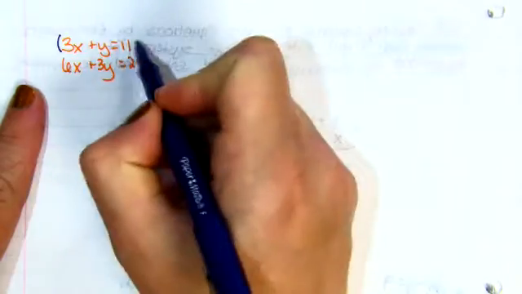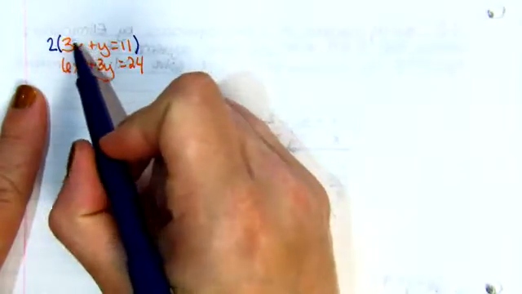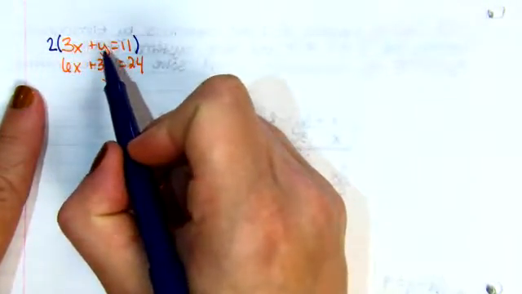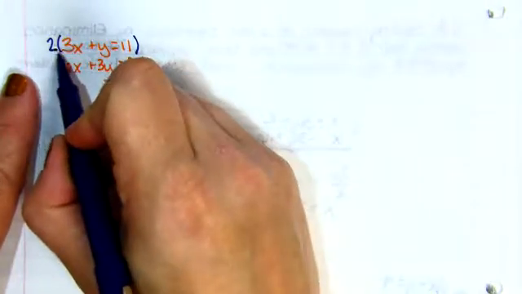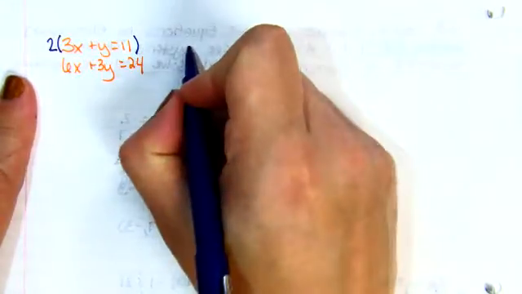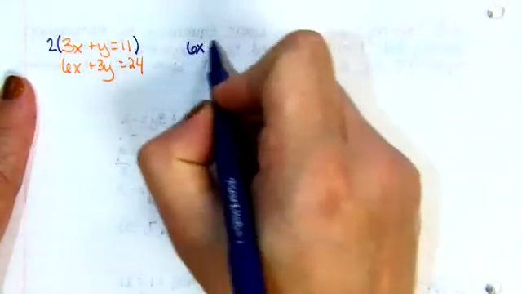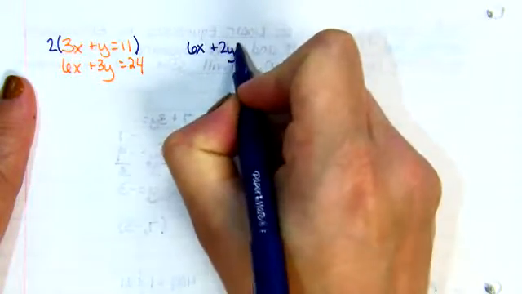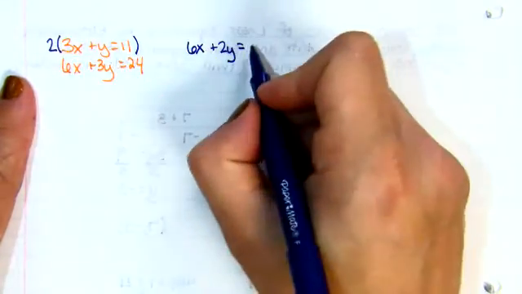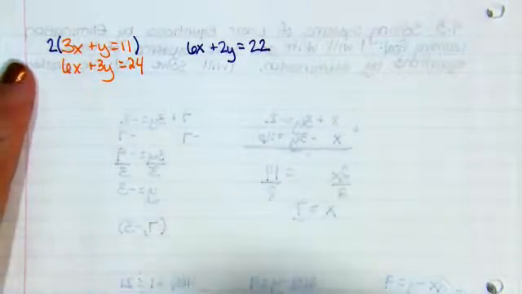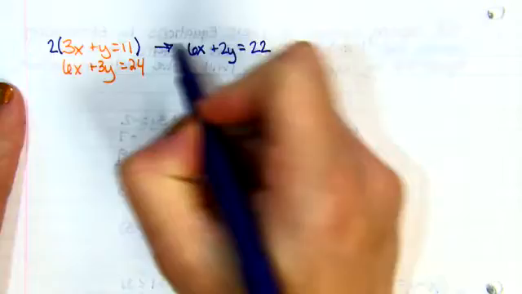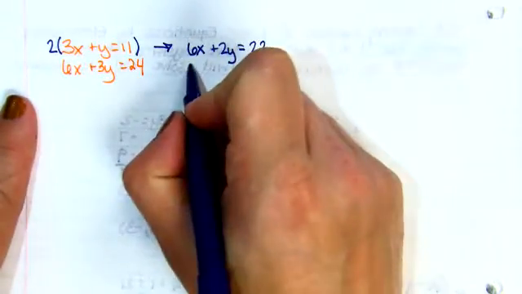In this case, I can see that if I multiply 3 by 2, I'll get 6. So I'm going to multiply that entire top equation by 2. And when I say the entire equation, I mean every single term on either side of the equal sign. So this top equation will be 2 times 3x, which is 6x, plus 2 times y equals 2 times 11, which is 22. I multiplied the entire first equation by 2. Now I'm going to keep the second equation exactly the same.